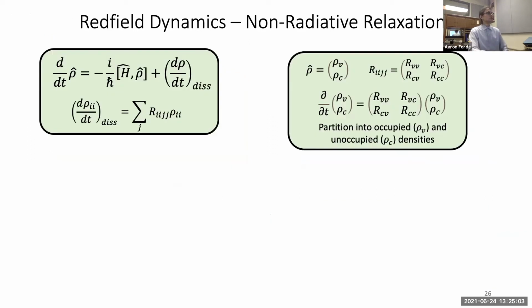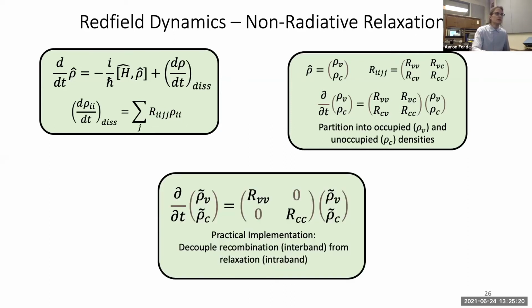And so on the left is the most formal way to describe these processes, but in practice, we break the densities into occupied and unoccupied and the Redfield tensor into its block form. And as an approximation, we decouple the intraband and interband. So we only keep the intraband because they're much, much faster than the non-radiative recombinations. And so it can describe the cooling processes. And I belabor these points because later I'll show a way to try to reintroduce these non-radiative recombinations into the dynamics.